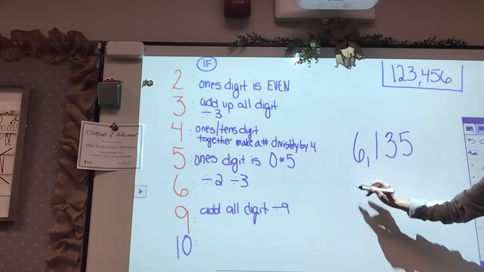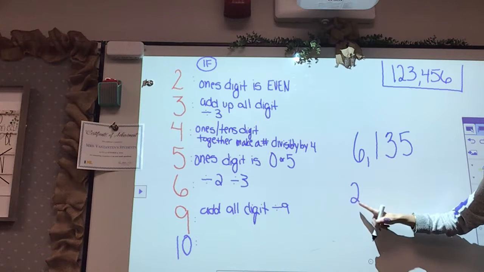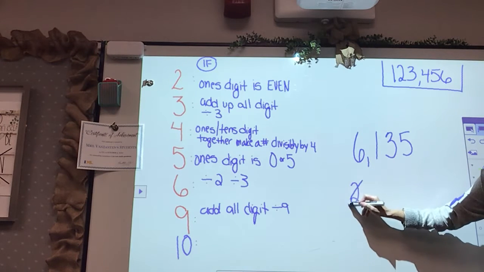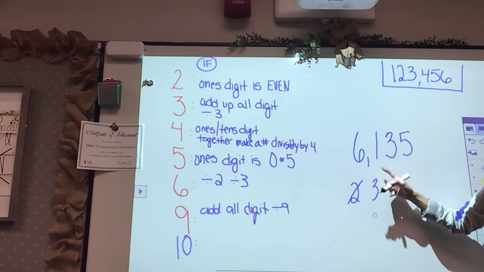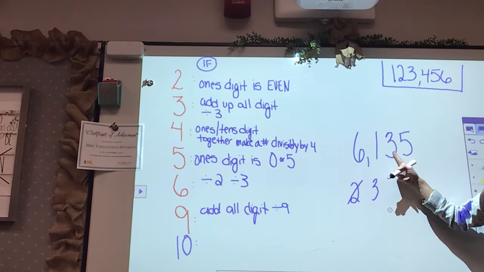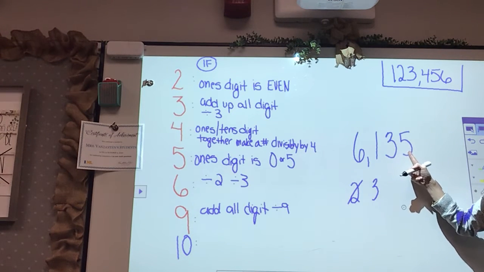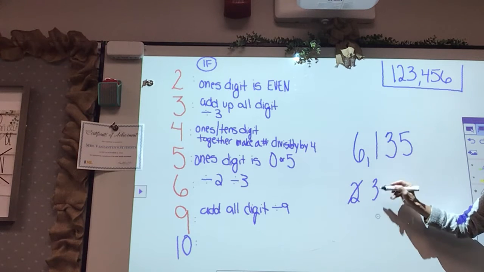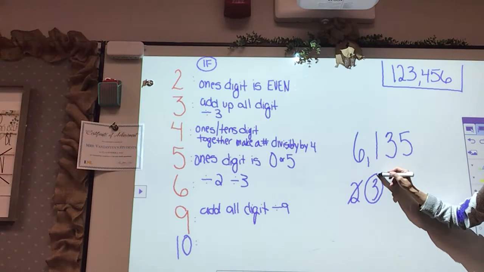135. So let's start with 2. Is it divisible by 2? No. Is it divisible by 3? Well, let's do a little work. 6, 7, 7 and 3, 10 and 5, 15. Is it divisible by 3? Yes. 15 is divisible by 3.